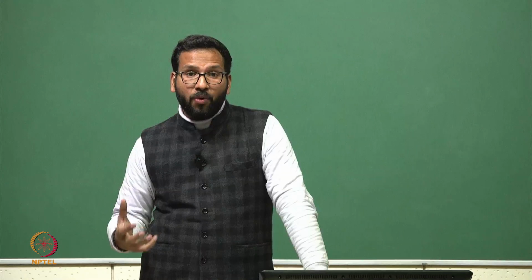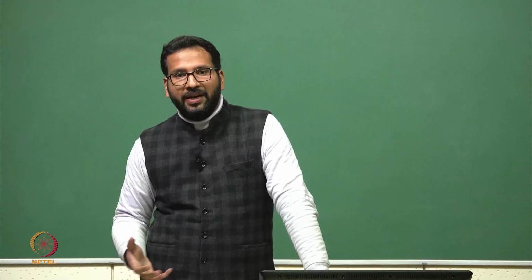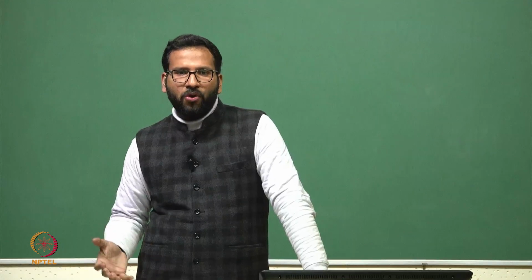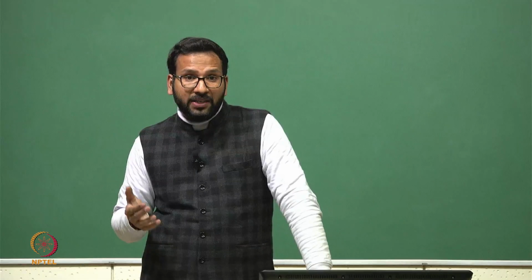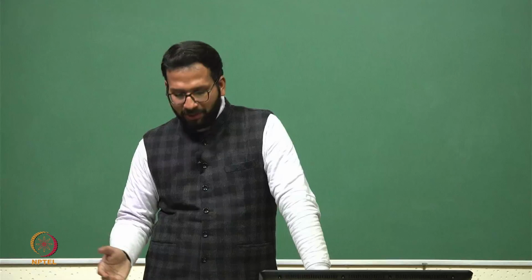A journal is the most preferred source of communicating science by the scientific community. It is a kind of publication that publishes a number of documents. Let us first see what the attributes of a journal are, and then we will see the different kinds of documents a journal publishes.